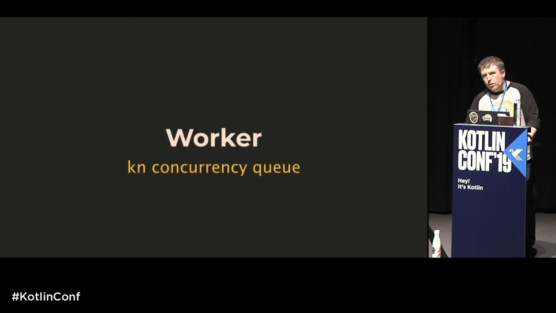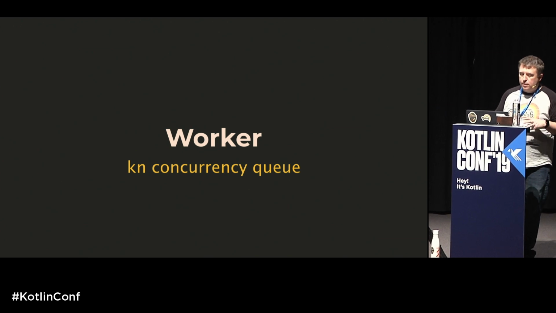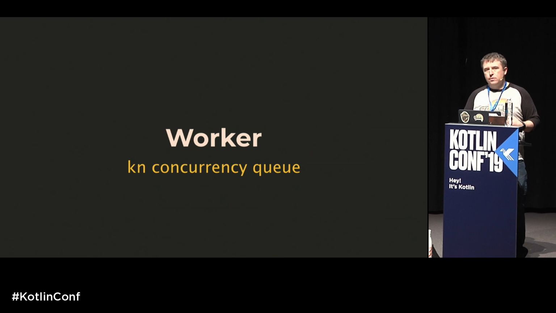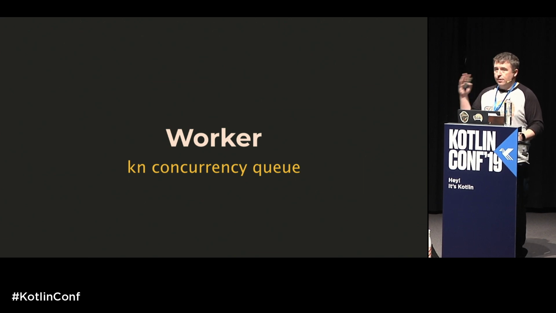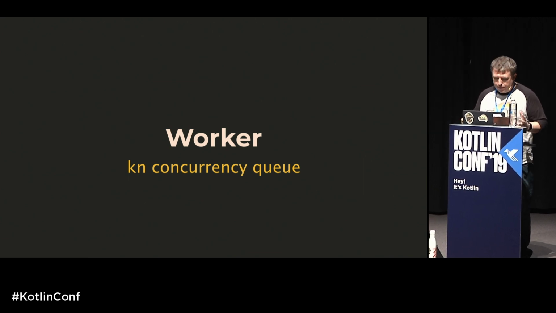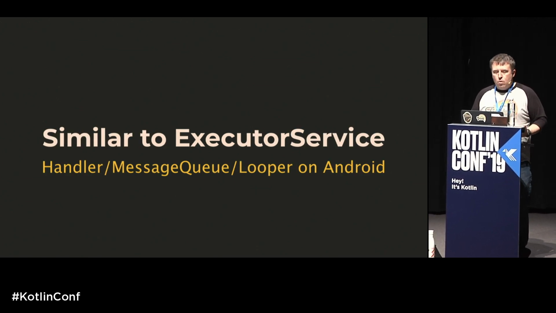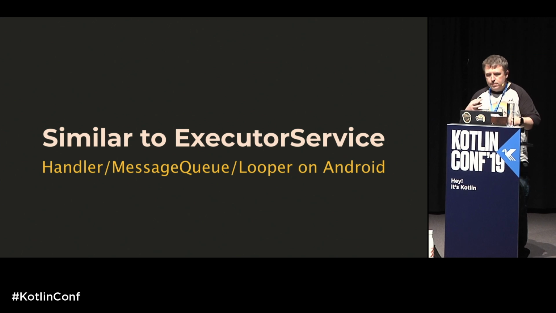Worker is a Kotlin Native concurrency queue. It is a core concurrency primitive. You will probably not use this directly very much, if at all. But it's very useful to explain the concepts. I like to think of it like Java's Thread. When you first learn concurrency in Java, you will play with Thread directly. In your code now, it's very unlikely you're going to be creating threads directly, right? Same kind of thing. So it's very similar to an ExecutorService, or in the Android world, like a Handler, MessageQueue, Looper kind of situation.